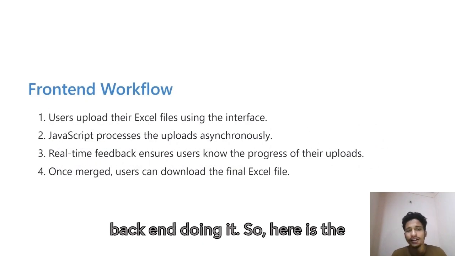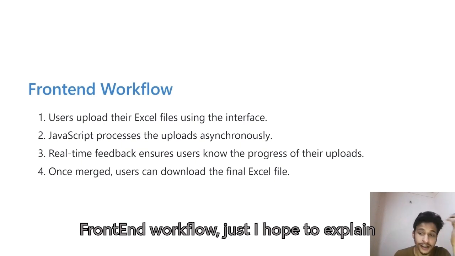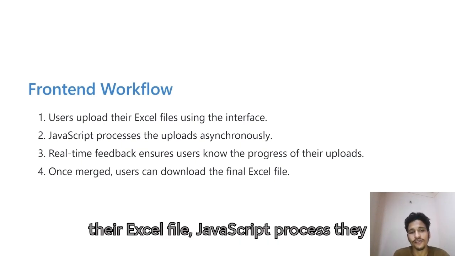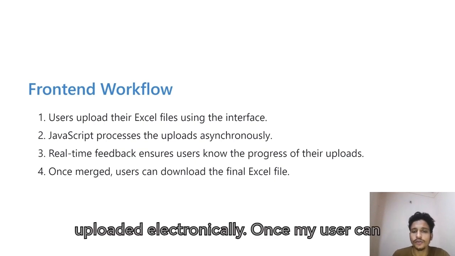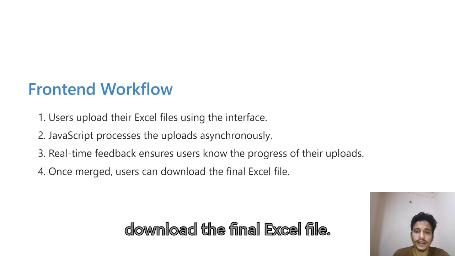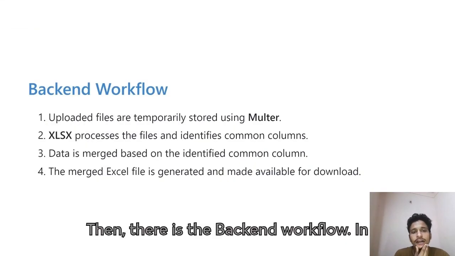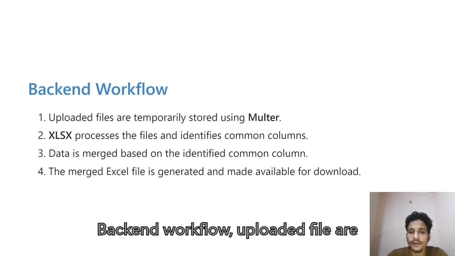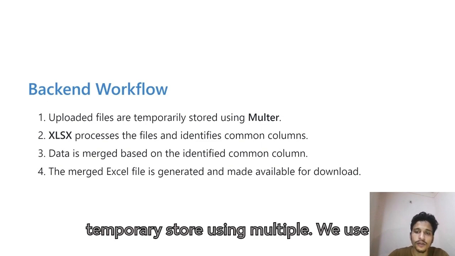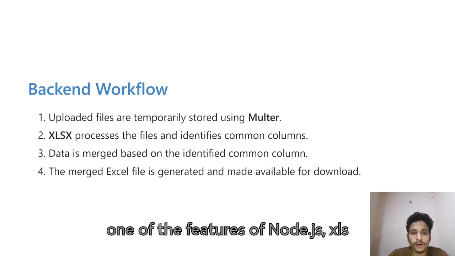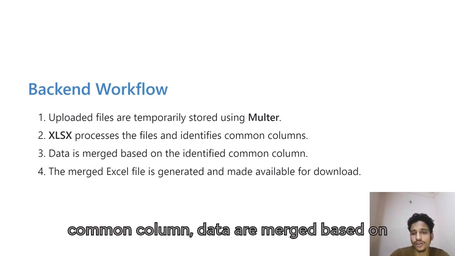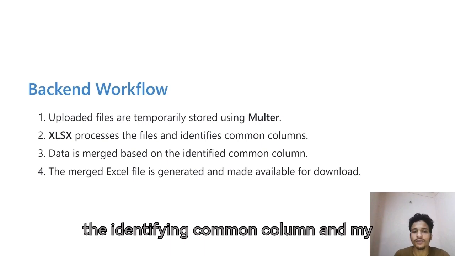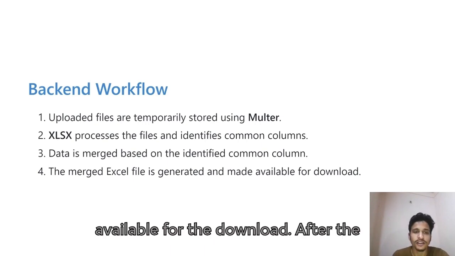Here is the front-end workflow. A user uploads their Excel files, and JavaScript processes the upload asynchronously. Once merged, the user can download the final Excel file. Then there is the backend workflow. Uploaded files are temporarily stored using Multer, a feature of Node.js. The system processes the files and identifies the common column. Data are merged based on the identified common column, and the merged Excel file is generated and made available for download.